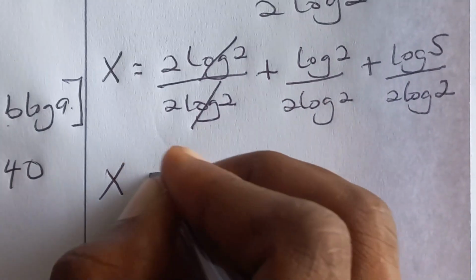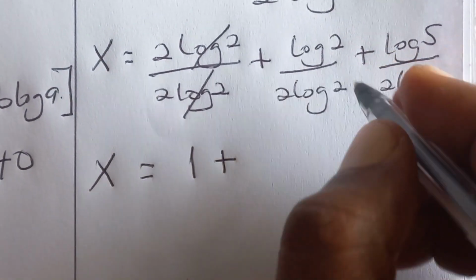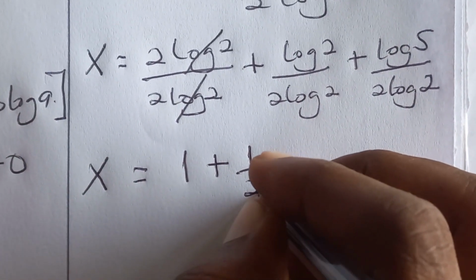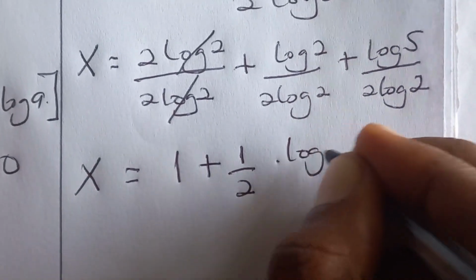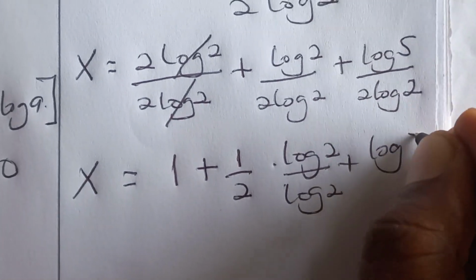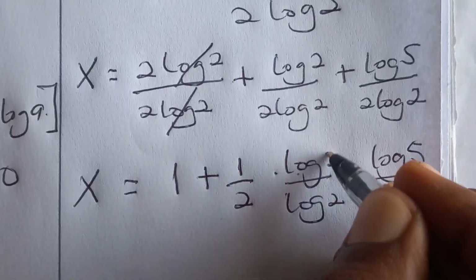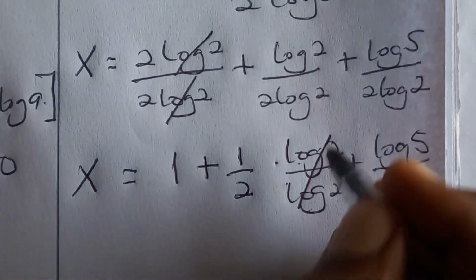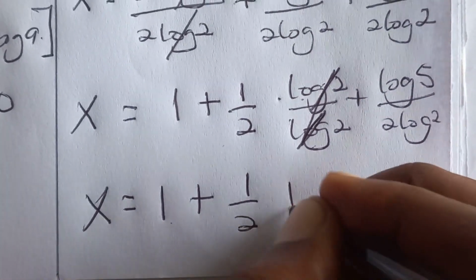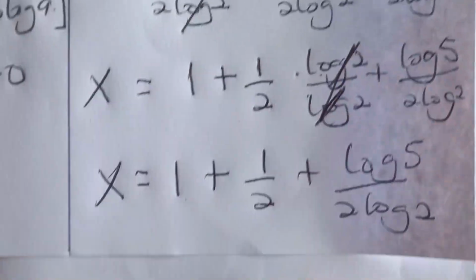So we are going to get x is equal to 1 plus, here we can factorize half out. So 1 on 2 multiplied by log 2 on log 2 plus log 5 on 2 log 2, okay. So with this, log 2 on 2 log 2, you can cancel out. This can cancel this. So our x is going to be 1 plus 1 on 2 plus log 5 on 2 log 2, okay. Let's continue from here.